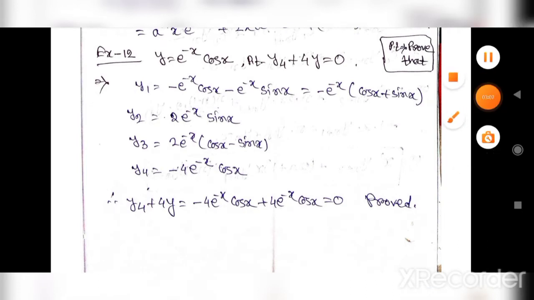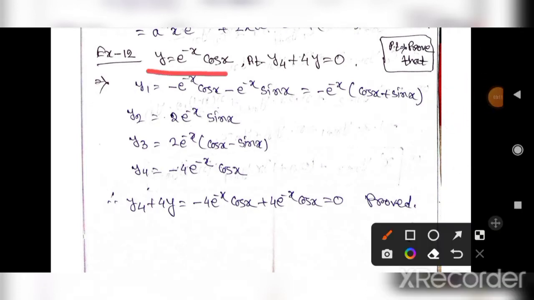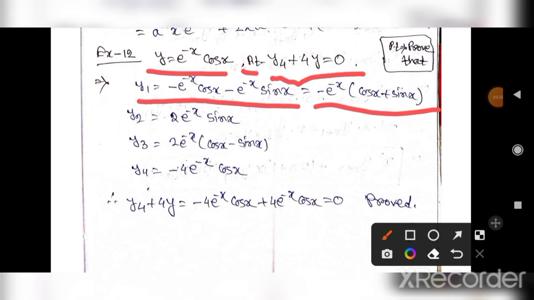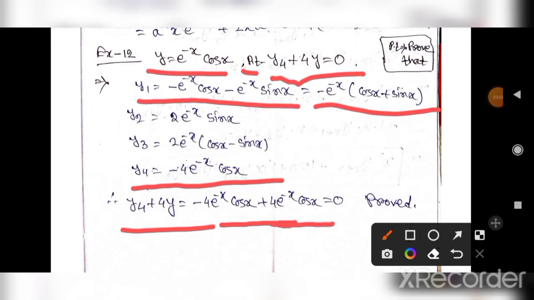Now come to the second example. y equals e to the power minus x cos x. Then prove that y4 plus 4y equals 0. y1 equals minus e to the power minus x cos x minus e to the power minus x sin x, equals minus e to the power minus x (cos x plus sin x). Similarly we get y4 equals minus 4 e to the power minus x cos x. Then y4 plus 4y equals minus 4 e to the power minus x cos x plus 4 into e to the power minus x cos x equals 0. Proved.